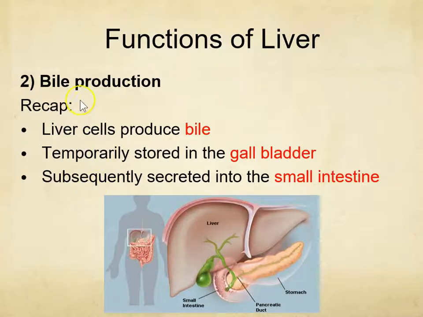Okay, so the next function of the liver is bile production. I don't think I need to go through this with you. The liver cells are the ones that produce bile. Remember, not the gallbladder. The liver is connected to the gallbladder by small ducts. So once the bile has been produced by the liver cells, the liver releases the bile and it travels to the gallbladder. Then the gallbladder will release this bile directly into the small intestine via the bile duct.